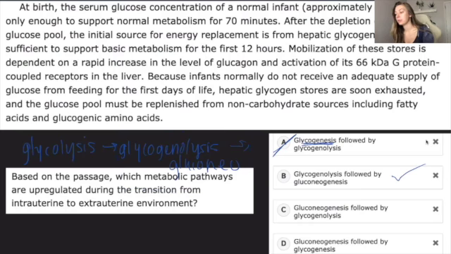C says gluconeogenesis followed by glycogenolysis. So that's kind of the flip, right? But we're not actually creating glucose from the non-carbohydrate sources first. We're actually using our glycogen first. And so B is a better answer. And then D says gluconeogenesis followed by glycogenesis. So again, we don't do glycogenesis in this passage. So B is the right answer here.